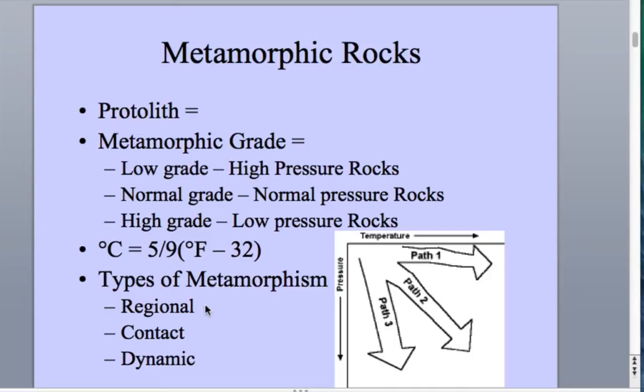Regional metamorphism, going back to this one, those are both path 2 and path 3, because path 3 would be subduction zones, accretionary prisms. Path 2 would be like the roots of a magmatic arc or proximity to a batholith. And then the dynamic metamorphism is related to faulting and that mylonite.